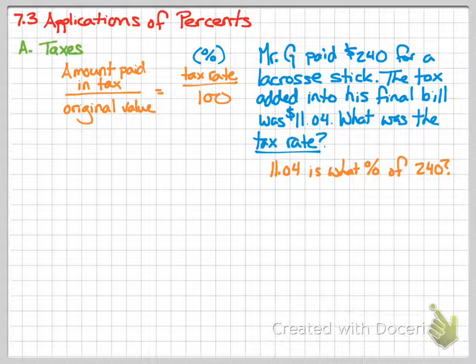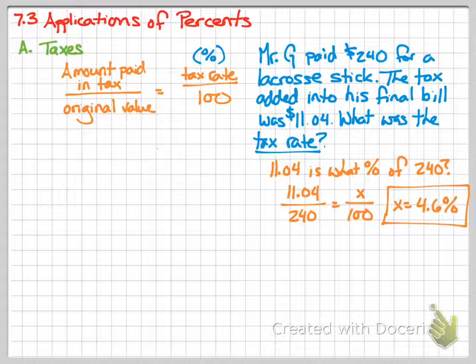So that $11.04 has to have come from some percentage of the original value. And that's why we build the equation as seen. 11.04 over 240 equals x over 100. We solve that, we get x equals 4.6. Remember, it's percent, so x equals 4.6%.